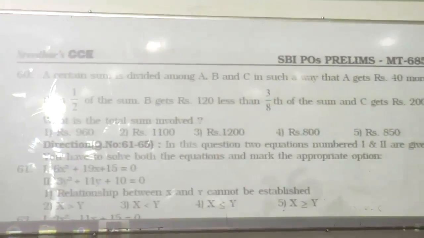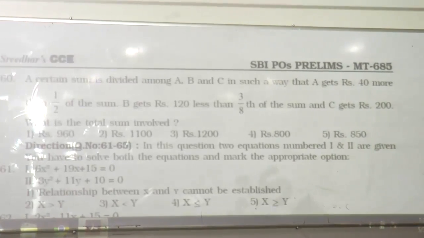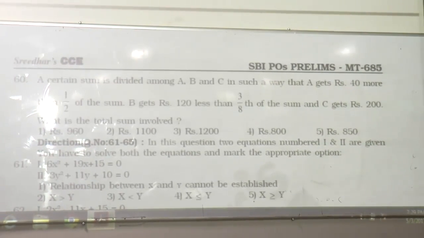Next, 60th. A certain sum is divided among A, B, C in such a way that A gets 40 rupees more than half of the sum, B gets 120 less than 3/8 of the sum, C gets 200. What is the total sum involved?